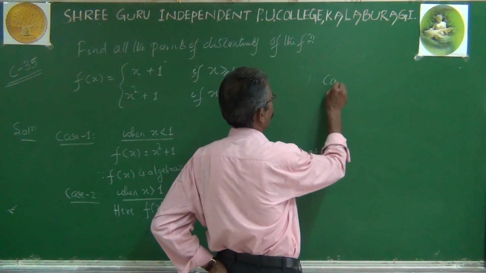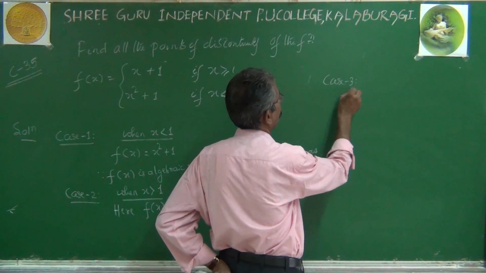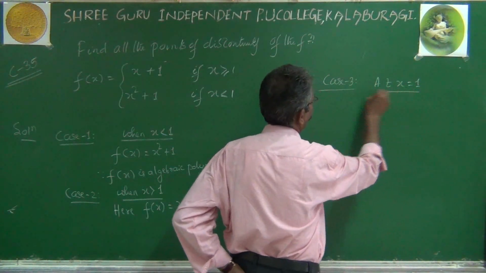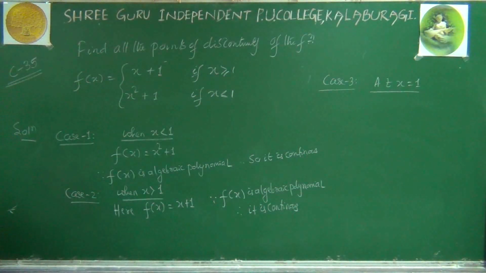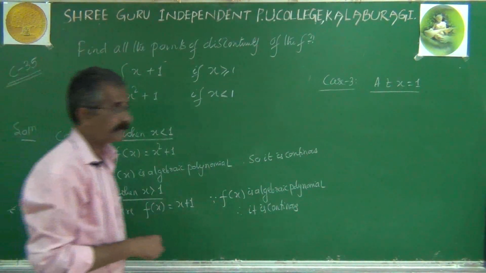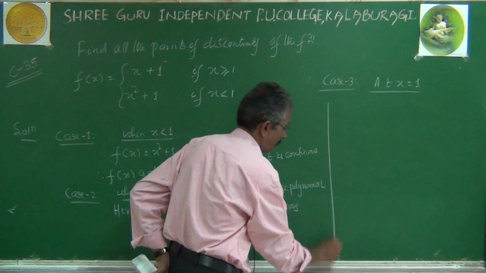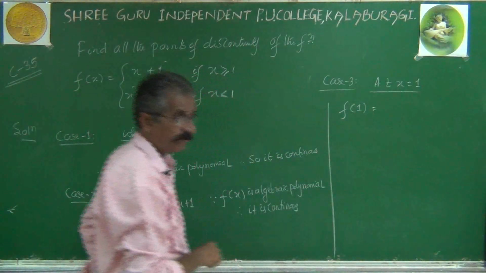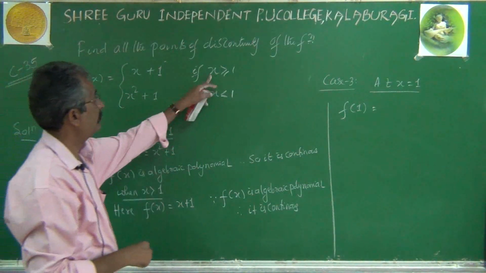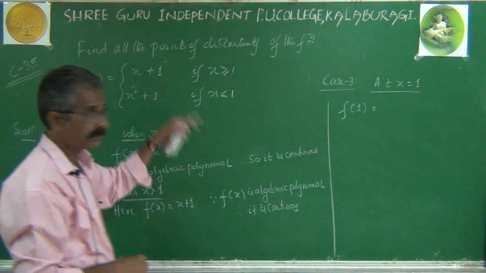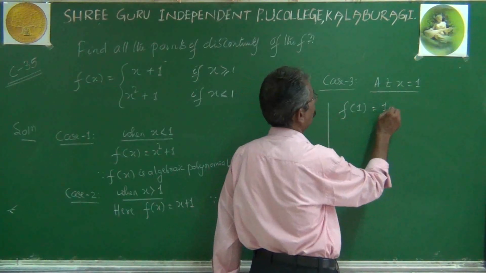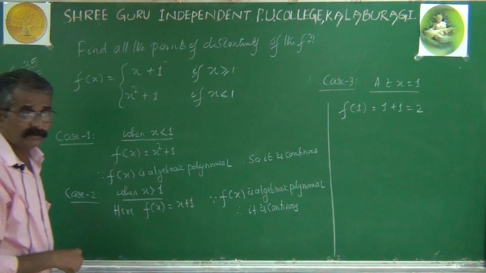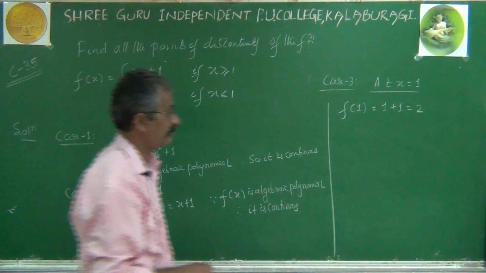Now case 3. At x equal to 1, let's find f of 1, the left hand limit, and the right hand limit. f of 1 means f(x) where x equal to 1 satisfies us. Here x equal to 1 satisfies, so put x equal to 1: 1 plus 1, which is 2. We find the left hand limit and right hand limit.